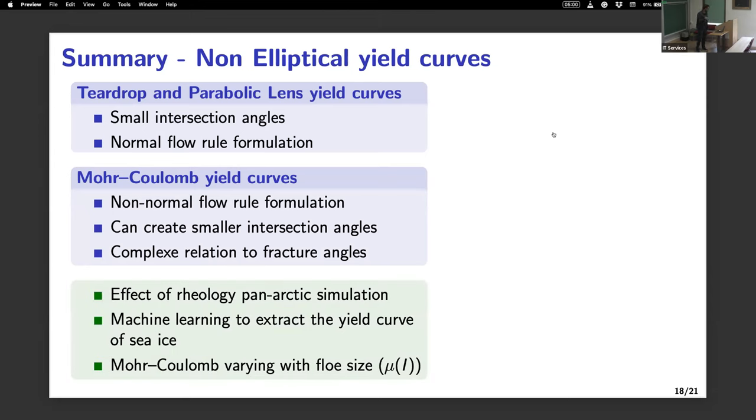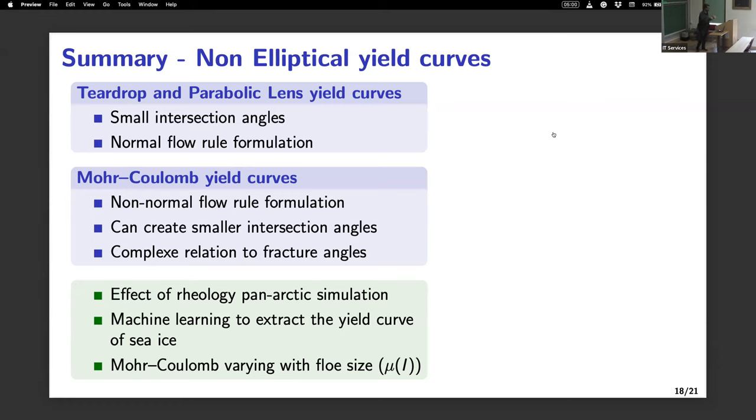As an outlook, I would say that this is only an ideal experiment, and what we started to do with Mathieu and Jean-François Lemieux is to study the effect of rheology on a pan-Arctic simulation, and we can use the LKF tracking algorithm of Nils to see if the angles are changing.